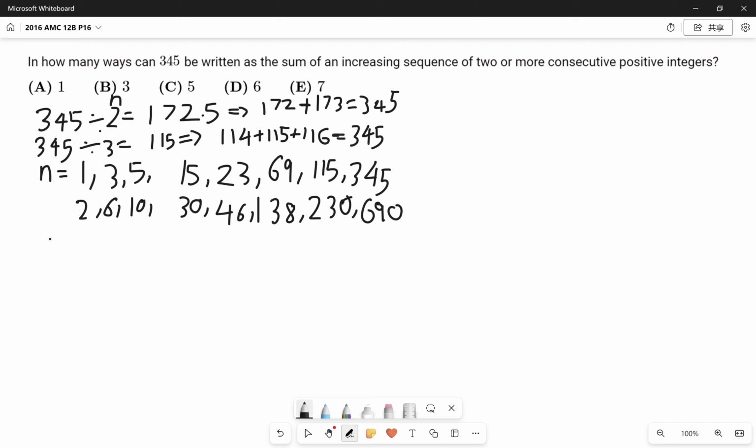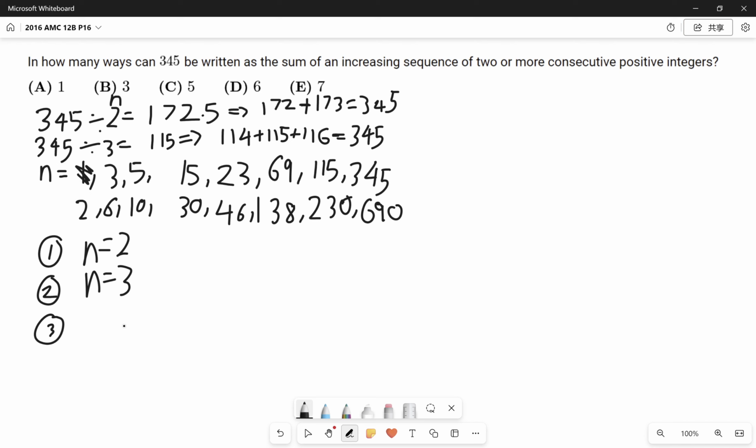There are a maximum of 7 ways where 345 can be written as some increasing sequence of two or more consecutive positive integers. Why is that? Well, let's just try out each of these. So casework. 1 doesn't work because we want 2 or more consecutive integers in our sequence. What about 2? 2 works as above. So n equals 2 works.